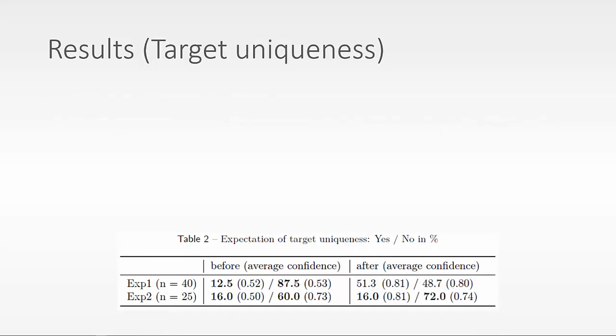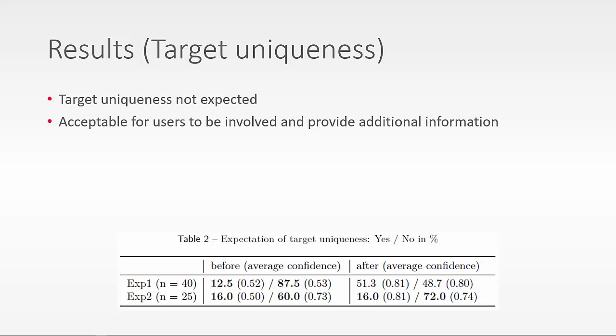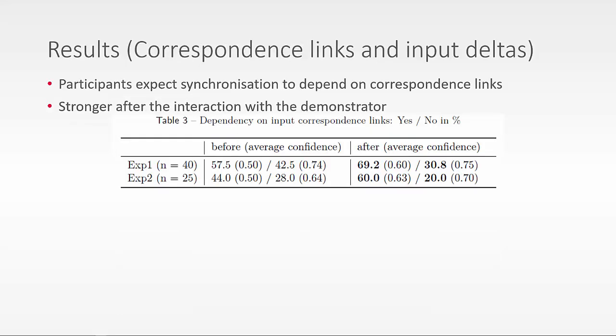For target uniqueness, on the other hand, we saw that that is not expected by most users, and they are very willing to be involved and provide additional information when there's more than one potential target model. For correspondence links, we see that most participants expect synchronization to depend on correspondence links. That's stronger after the interaction with the demonstrator.